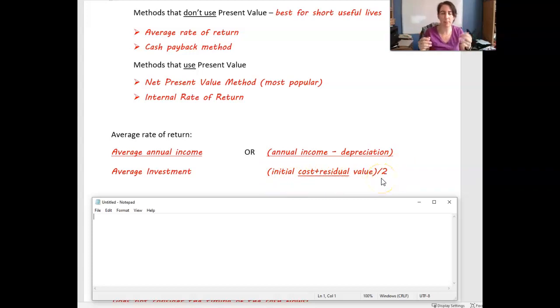Let's say it's a piece of equipment. How much am I buying this piece of equipment for? What's the value of the equipment at the time that I'm done with it?